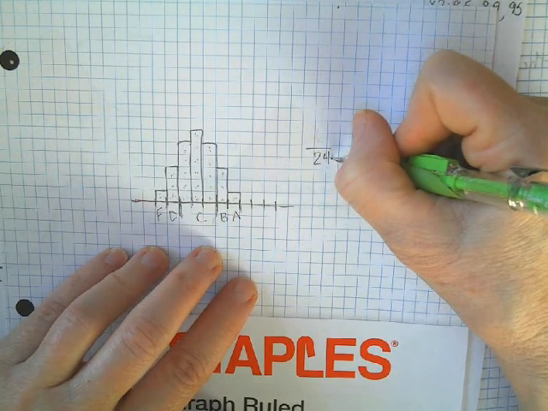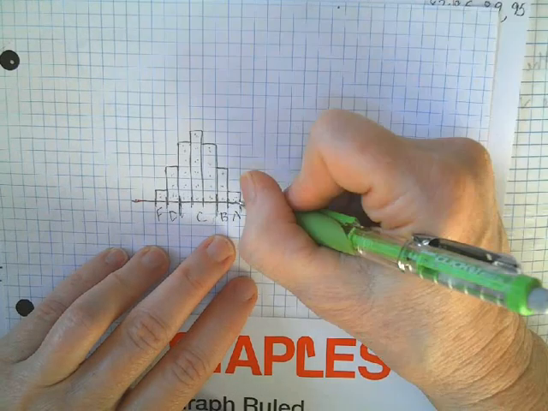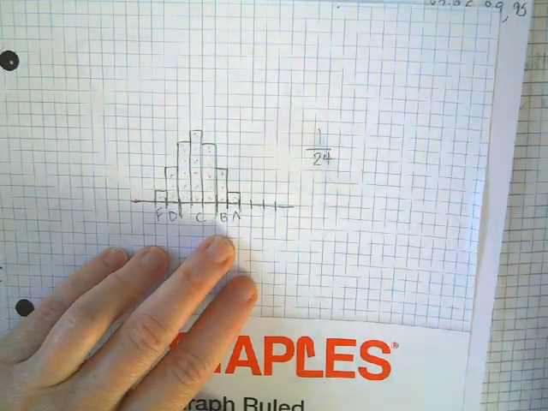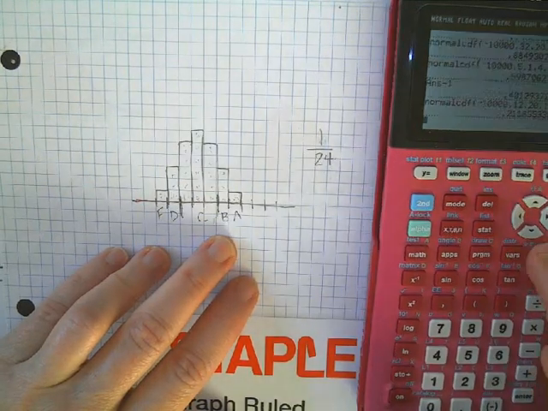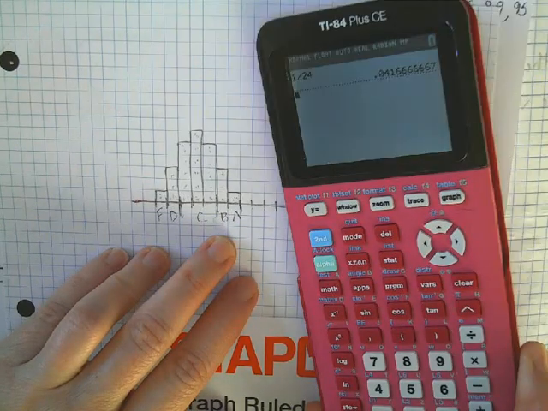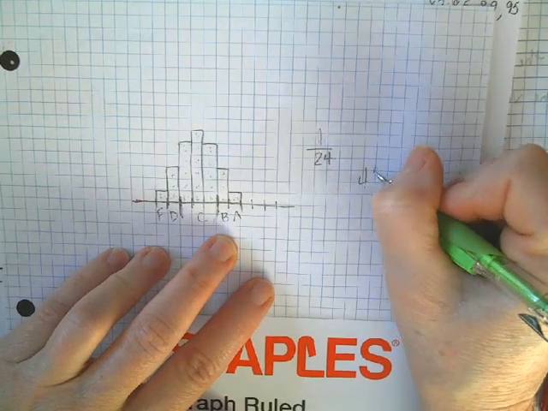How many of those are A's? What's the area of A's? The area of A's is 1 square unit. So 1 out of 24 students is going to get an A. What percentage is that? 1 divided by 24 gives me 4%. So here I have 4% of my students getting an A.